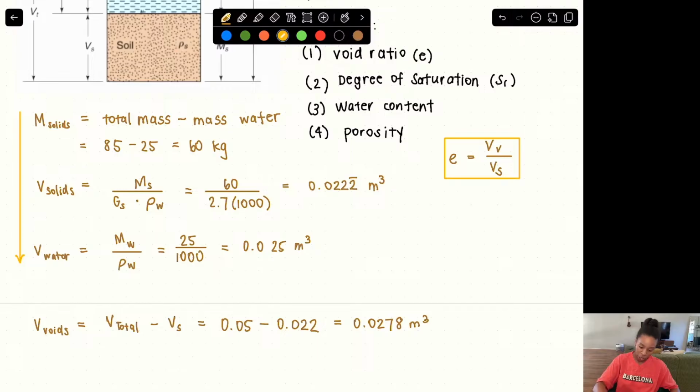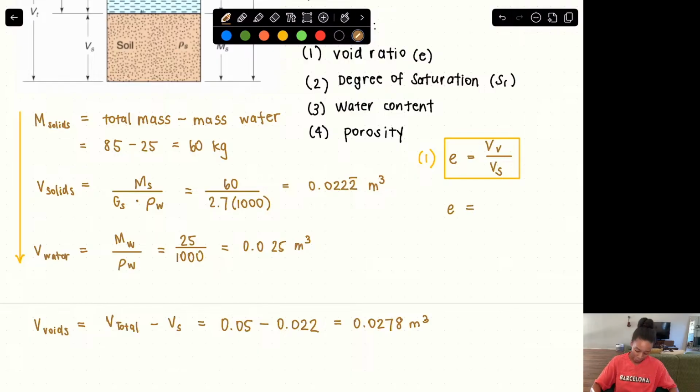So, void ratio, that's the first thing we want to find. We need to figure out what the volume of the voids was. We need to figure out the volume of the solids. We have both of those pieces of information now, so we can go ahead and solve for the void ratio.